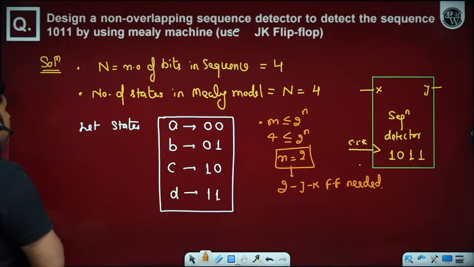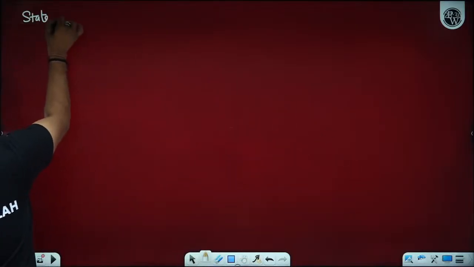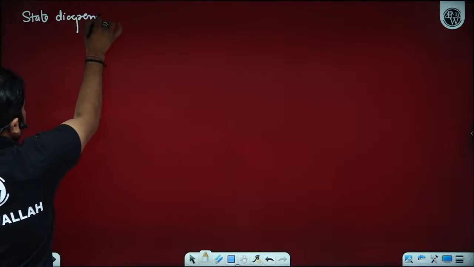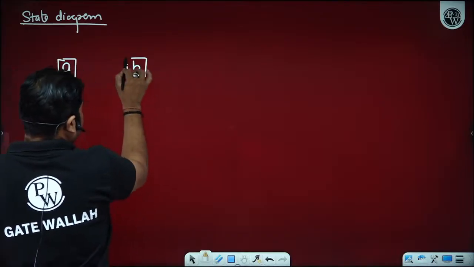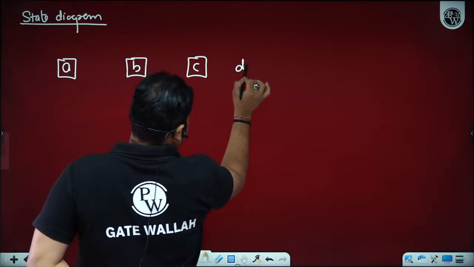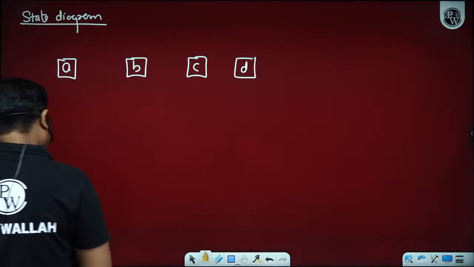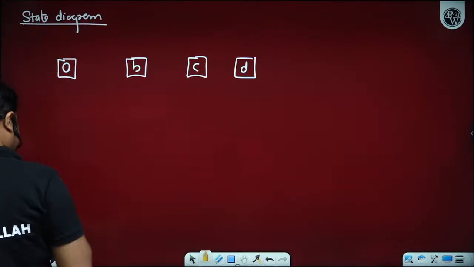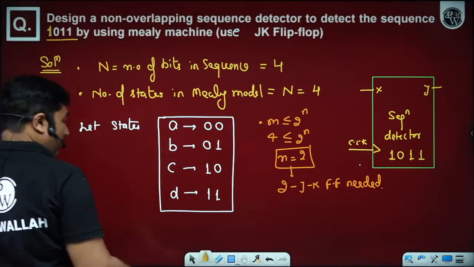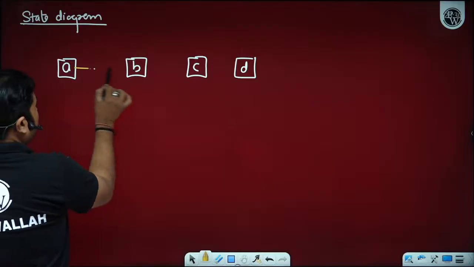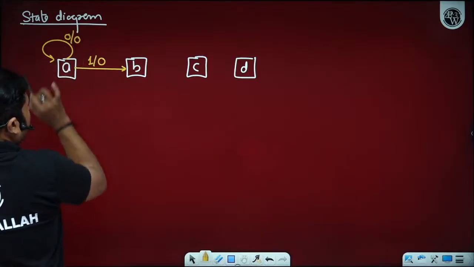Next is to construct a state diagram. In a state diagram, we have state A, state B, state C, and state D. We all know how to draw the state diagram. State A is always a reset state. If we get the first input 1, we will reach the next state. If we get 0, we remain in the same state, output is 0.